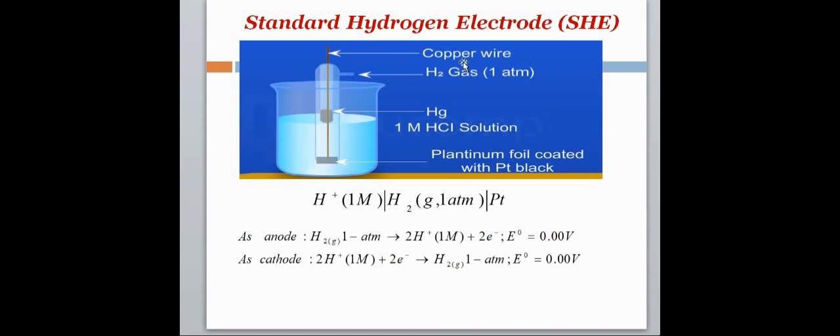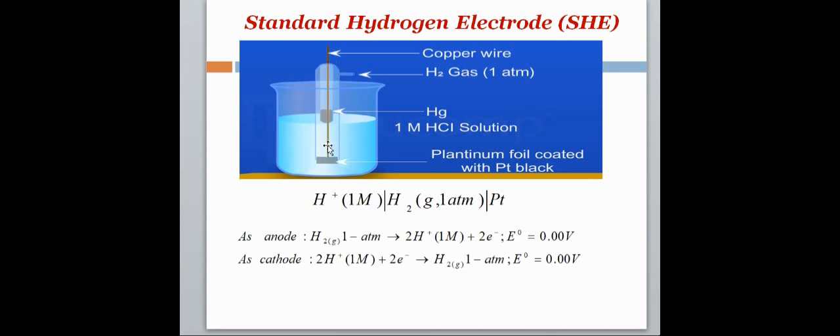Now, what is the standard hydrogen electrode? A very, very important concept, my dear students. A question on the construction of the standard hydrogen electrode, or explain the standard hydrogen electrode, does come in the exam. Now, how does it look? Look at the figure here. Since one electrode would have only one container, this is how the construction is.